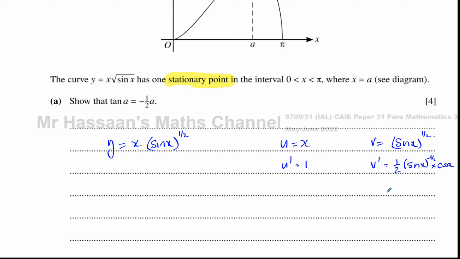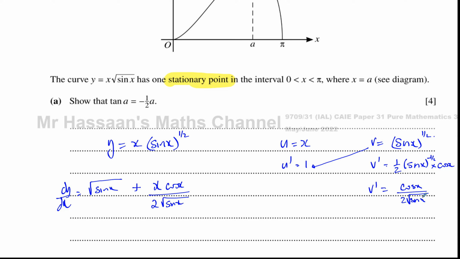If I rewrite this in a more friendly way, this is basically cosine x over 2 times sine x to the power of a half, which is the same as 2 times root sine x. Now when I write the product rule, I like always to do it this way: v times u dash, so that's sine x to the power of a half, which is basically the square root of sine x. So this is dy dx. dy dx equals the square root of sine x plus x times cosine x over 2 times the square root of sine x. Okay, so that gives us that.